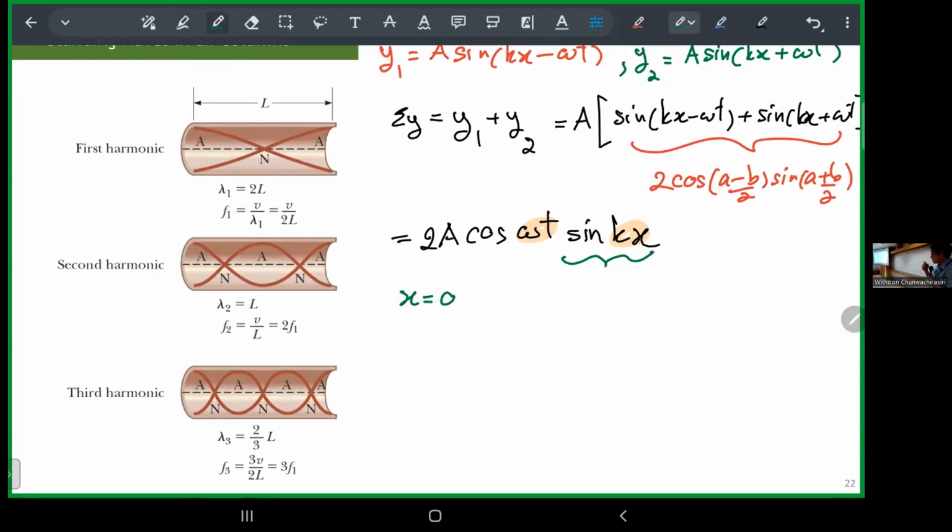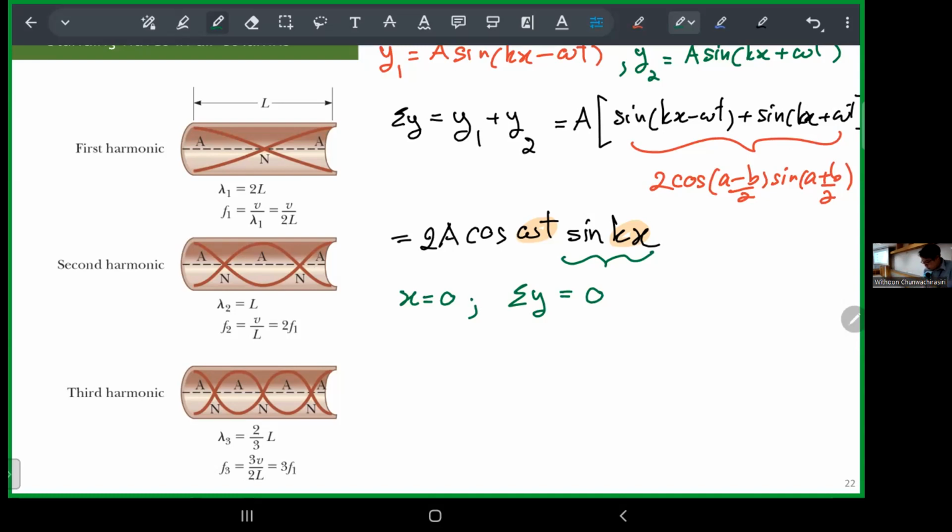What happened? Yeah, at x equal to 0, your total wave is gone. No matter what time t. At x equal to 0, you get nothing. No matter when. Huh, no wave. But beyond that, if you change the value of x a little bit, that's okay.